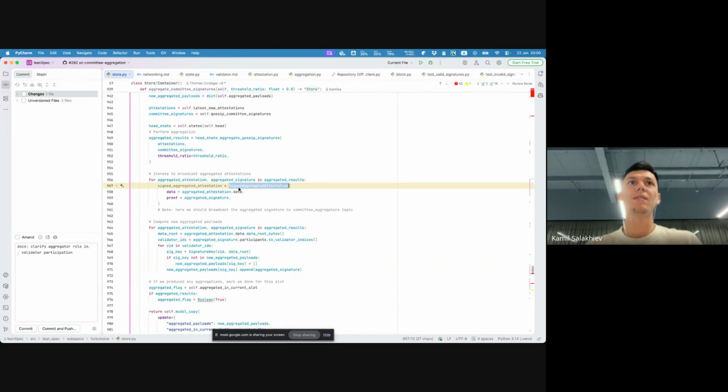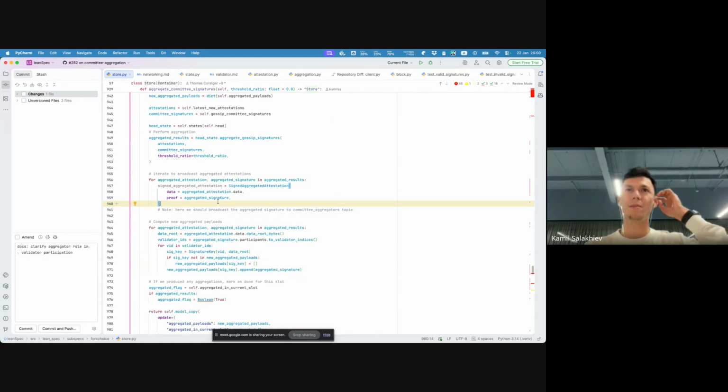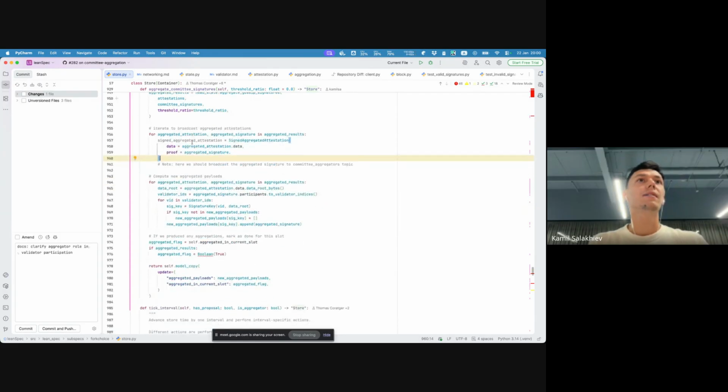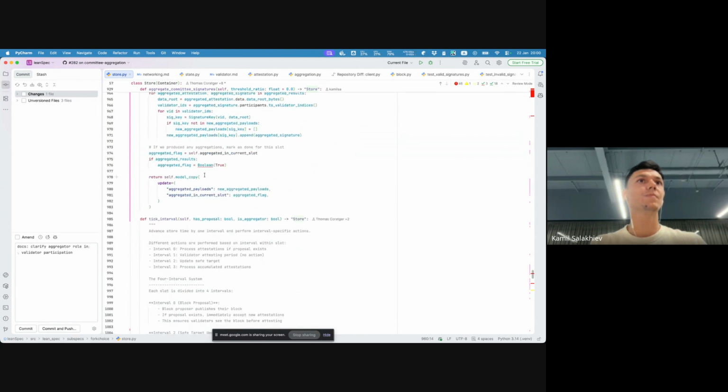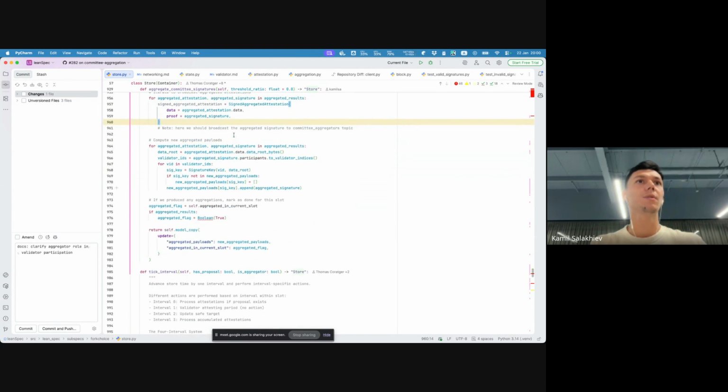We produce an aggregation and then we broadcast it into the aggregation topic. One side note: I think the aggregation itself might be happening in parallel threads, so that we are not blocked by the aggregation procedure. But that's just something to keep in mind for client teams. And once we have aggregated, we broadcast it into the aggregation topic.